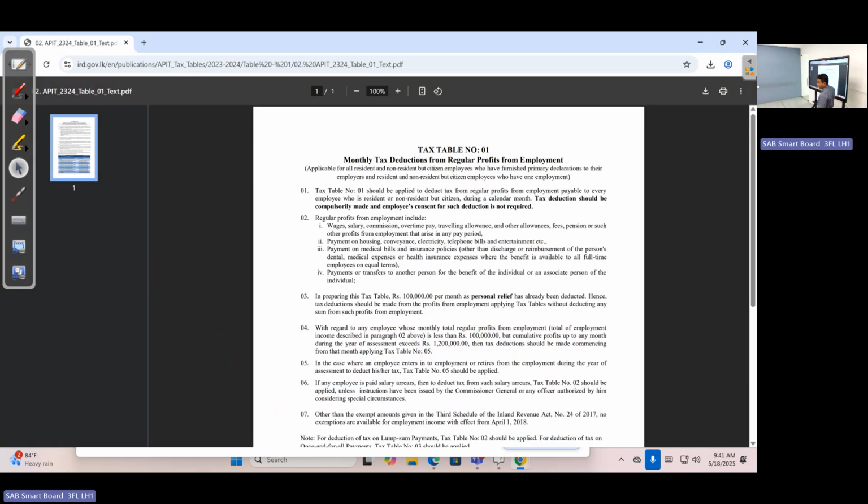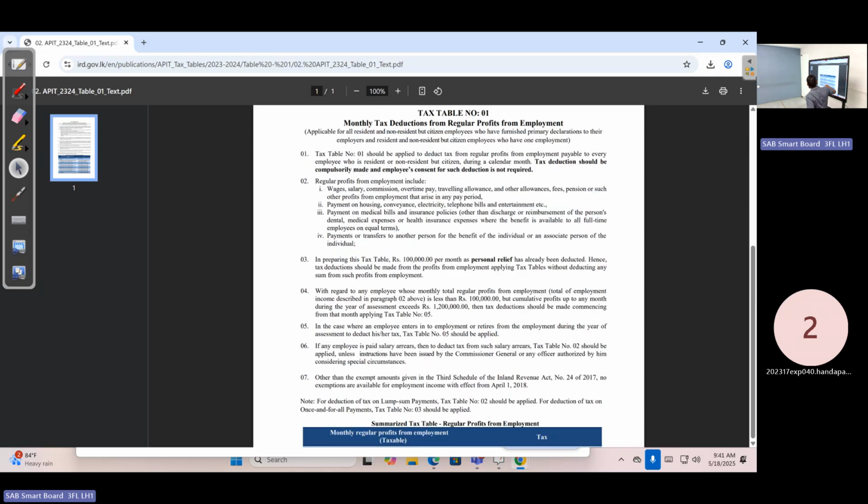He says, what are the things that need to be considered? There are 7 tables. Table 1 goes for the regular profit, what we call monthly regular profit. It says here, in preparing this tax table, 100,000 per month as personal relief has already been considered. That's what I mentioned. If you are earning more than 100,000, tax applies; otherwise not.